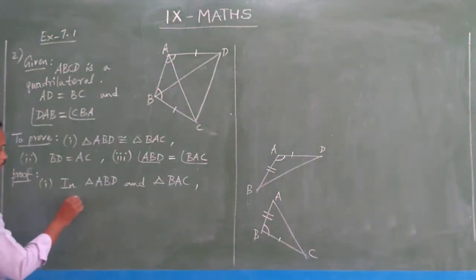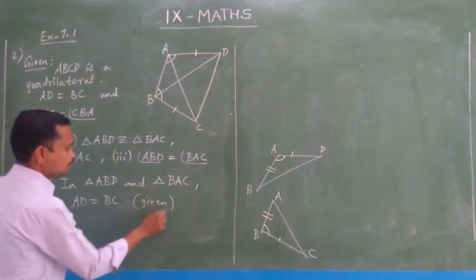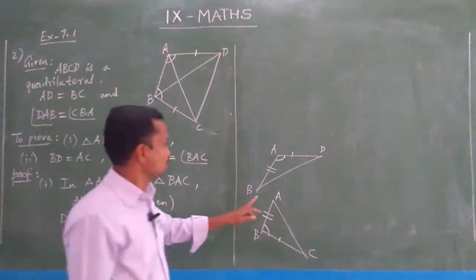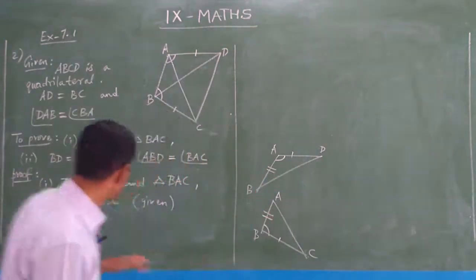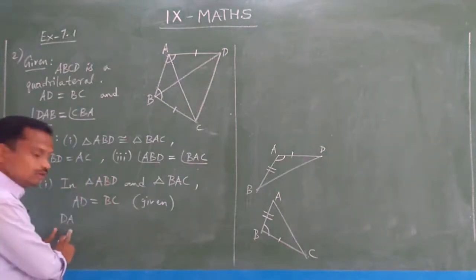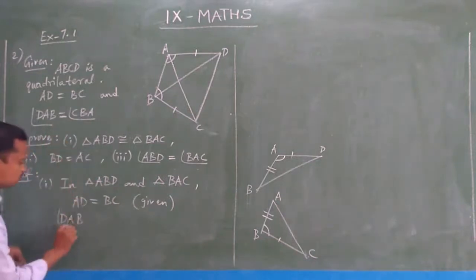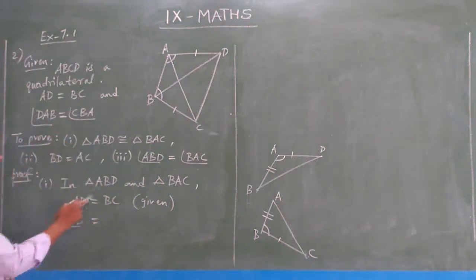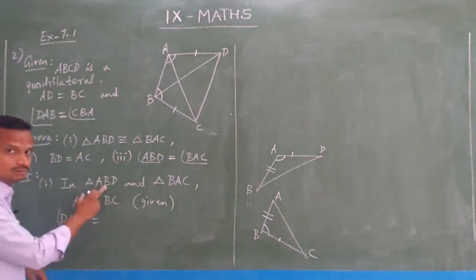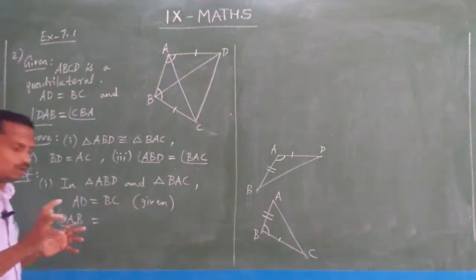You can write that AD equal to BC, that is given. Another one, DAB. So in the first triangle DAB, because here we have taken ABD, that is the first triangle. So the first angle we have to take from this triangle only. So DAB, that we have to check in every sum. So like that, AD means this is the side. So BC means this is the side here. So you have to make that correct collection.